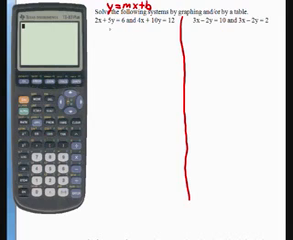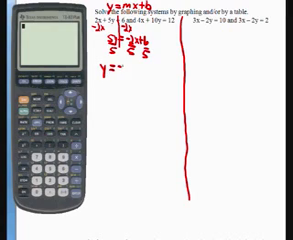Alright, let's look at our first system. The first system wasn't in y equals mx plus b form, so I had to subtract the 2x, and that left me with 5y is equal to negative 2x plus 6. I didn't need it to be 5y, so I divided every term by 5, and I got y is equal to negative 2/5 x plus 6/5.